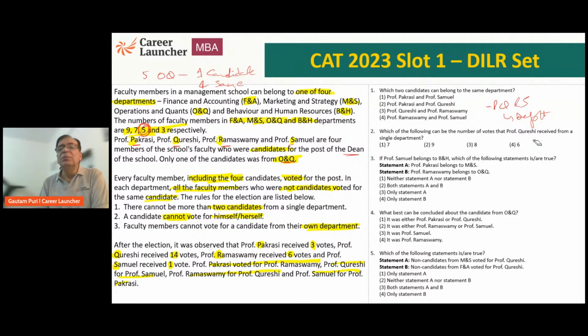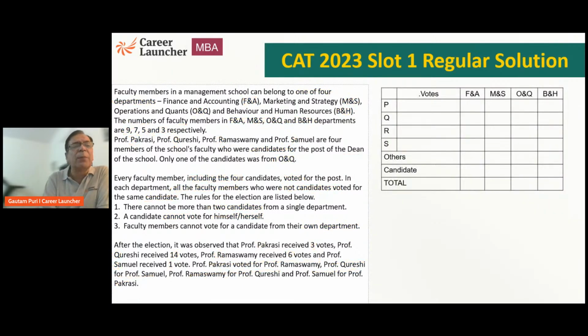Now we'll go through the regular process. How would the regular solution happen? You'll make a table that PQRS, they got a certain number of votes. How many votes did PQRS get? 3 votes for P. Q got 14 votes. Some of you may make a different kind of table, but this is the way I worked on it. Ramaswamy received 6 votes and Samuel received 1 vote. And we also know the number of faculty members in the 4 departments are 9, 7, 5, 3.